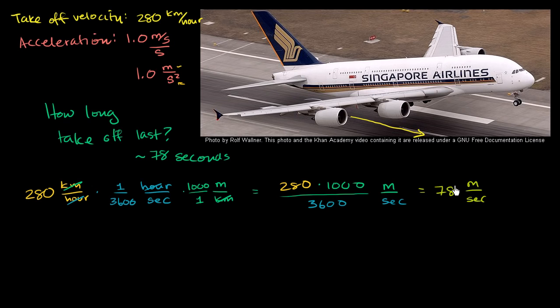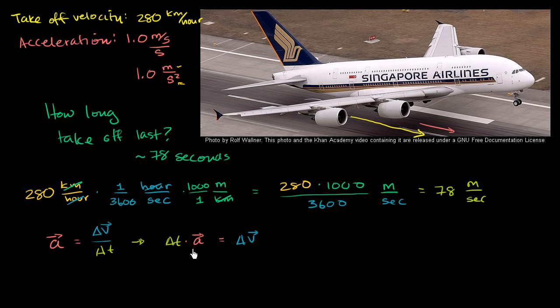And just to verify this with our definition of acceleration, remember acceleration is a vector quantity, and all the directions we're talking about now are in the direction of the runway. Acceleration is equal to change in velocity over change in time. And we're trying to solve for how much time it takes, or the change in time. So let's multiply both sides by change in time. You get change in time times acceleration is equal to change in velocity.